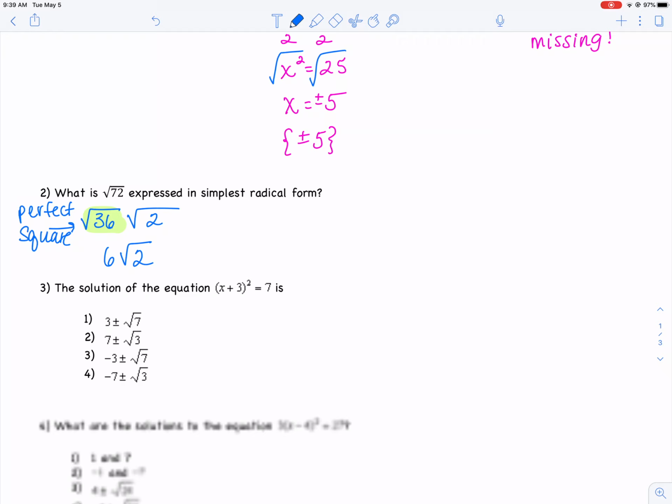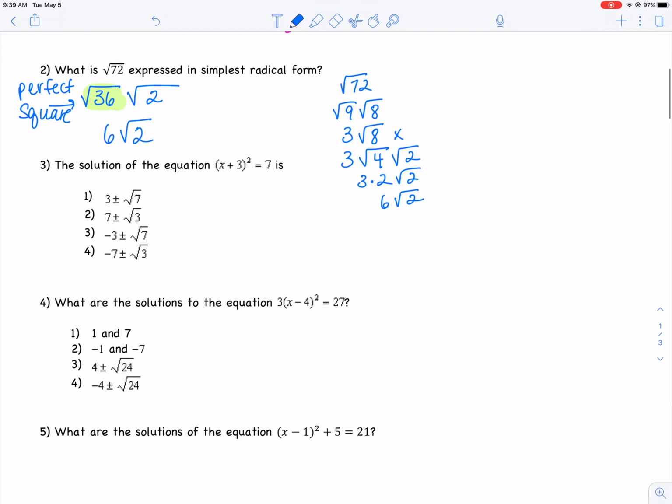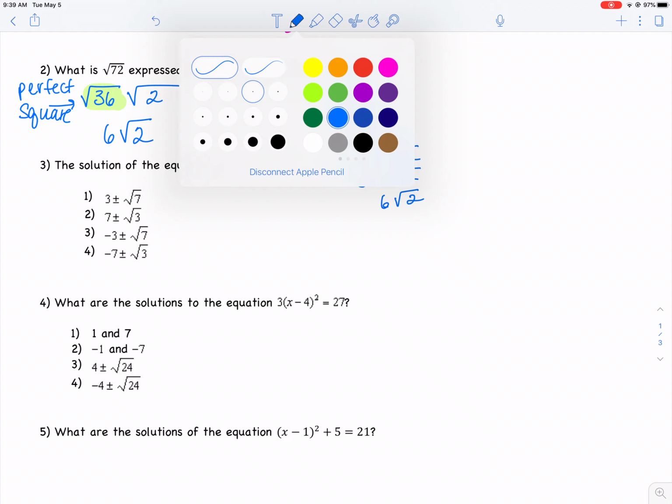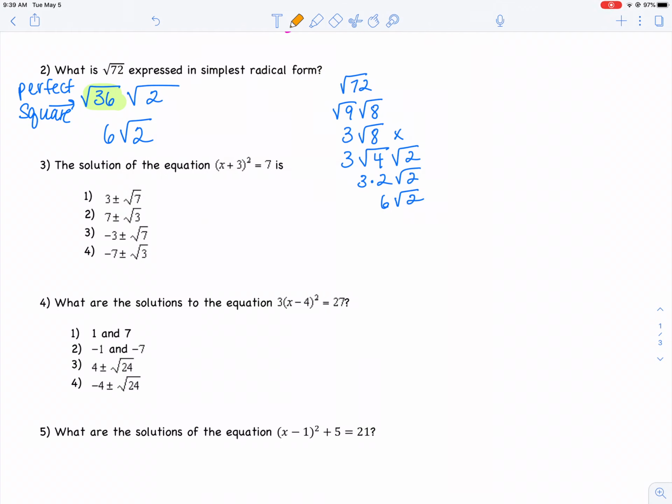If you have a radical 8 in your answer, here's what people will say. Radical 72, and they'll say 9 and 8, and then they'll show 3 radical 8. This is wrong, because radical 8 can still be simplified. It would be 4 and 2, and then it's 3 times 2 radical 2, which is 6 radical 2. You still get the same answer, but so much more work, okay? So be careful.